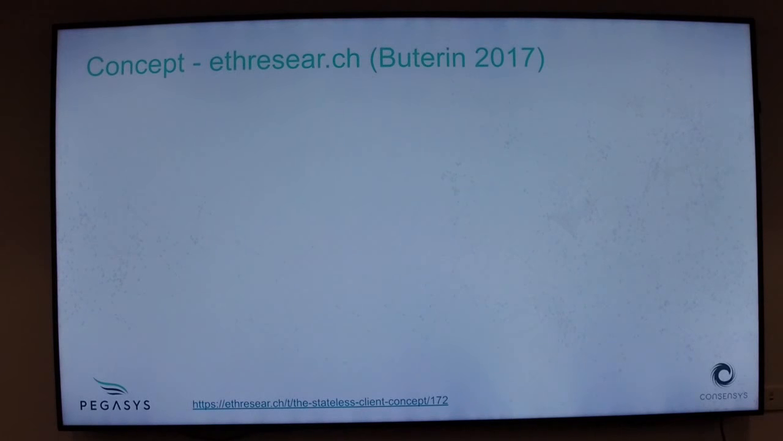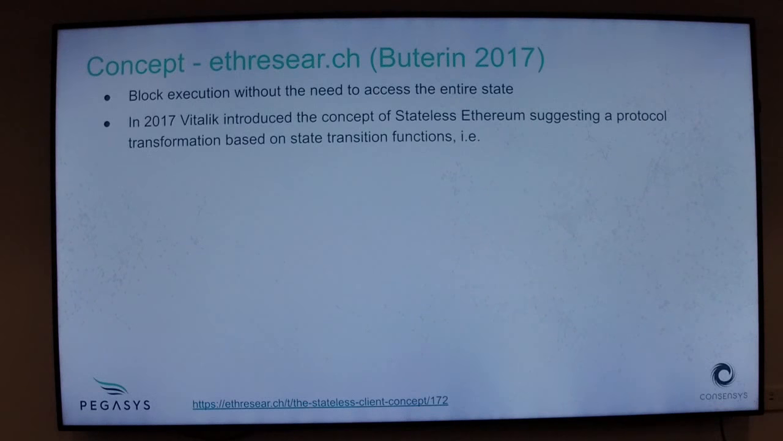Now, Vitalik Buterin actually brought up the concept of stateless Ethereum way back in, well, it's a long time in blockchain terms, 2017. He talked about block execution without the need to access the entire state. Remember, I'm going to present to you what Vitalik presented, so not all of it is necessarily valid, but that's how he posed the thing in 2017. He already then introduced this concept of stateless Ethereum.